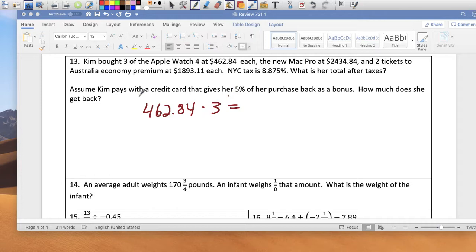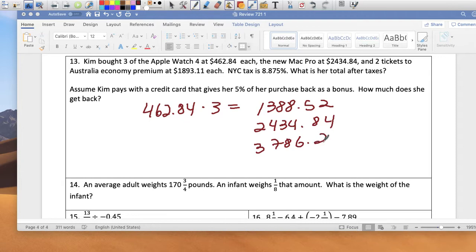462.84 times 3 equals, and again, 1388.52. A MacBook Pro 1, we're only buying 1, right? So it's 2434.84. 2 tickets to Australia, 1893.11 times 2. I think so, this is 3786.22. So if we add this up, we get 8, 15, carry 1, 19, carry 1, 20, carry 2, 16, carry 1, we have a 7.